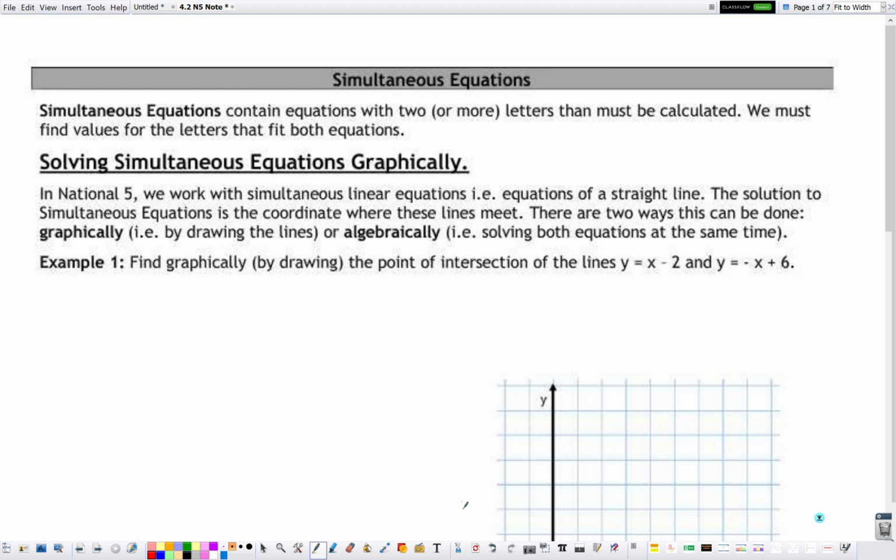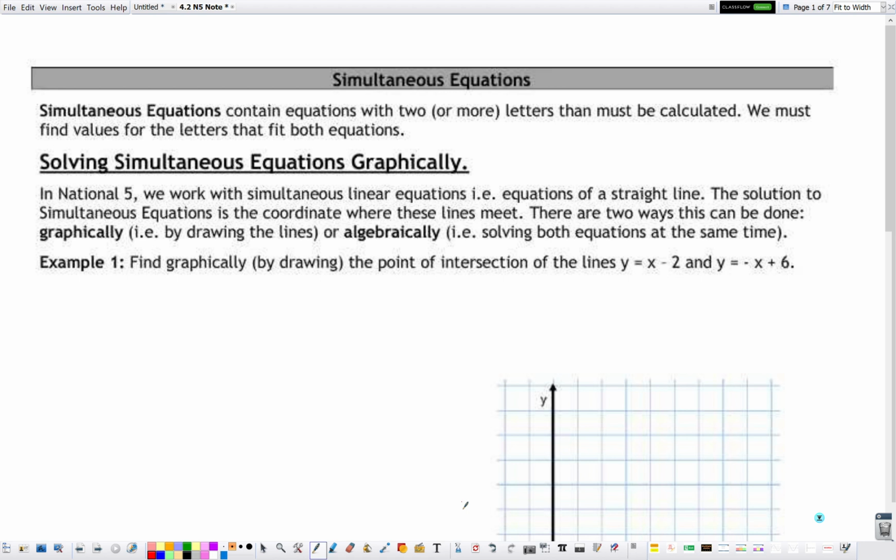So, simultaneous equations contain equations with two or more letters that must be calculated. It's easy when we have to solve an equation with just one letter, we can just move the numbers to the other side. When there's two letters, it's a different process altogether, it's not that easy.